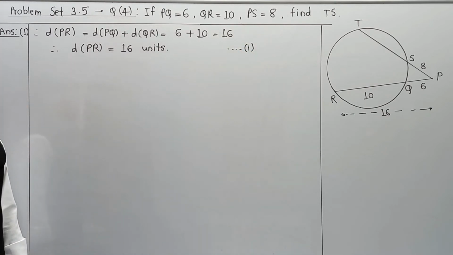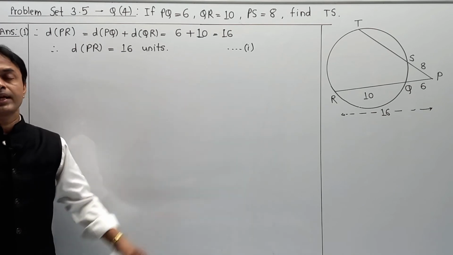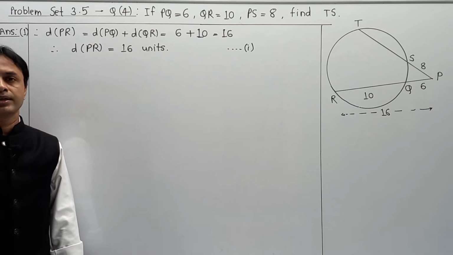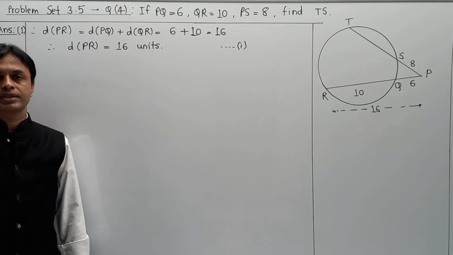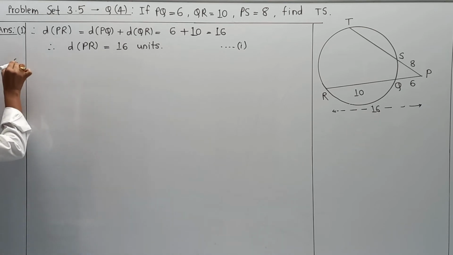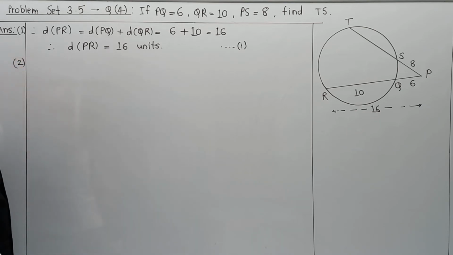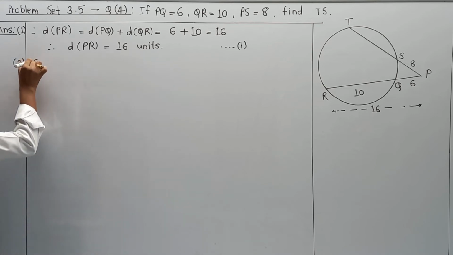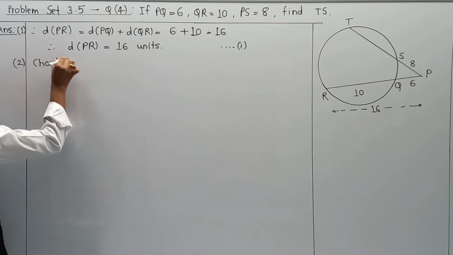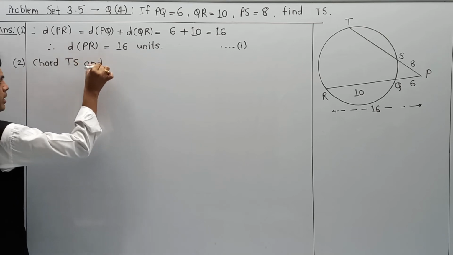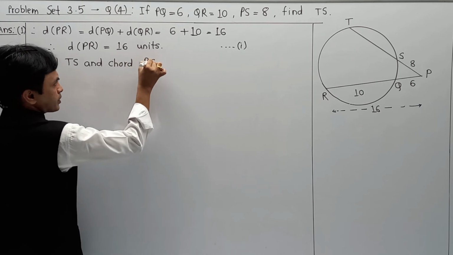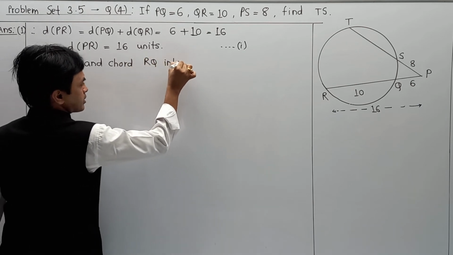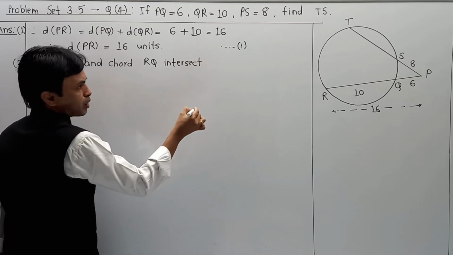Now remember, our second part is when two chords get extended and intersect outside the circle. Therefore, by external division of chord, or when chords intersect outside the circle. So second part: chord TS and chord RQ intersect outside the circle.